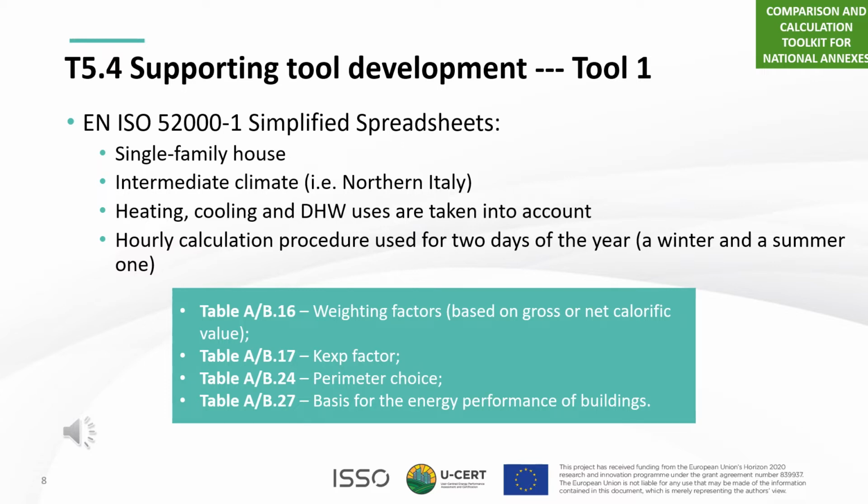The spreadsheets used allow to assess the impact of choices made on ISO 52000-1 tables, AB16, the weighting factors, AB17, the key exported factor, AB24, the perimeter choice, and AB27, the basis for the energy performance of buildings. Thus, the needed information to perform this assessment are just the national choices on weighting factors, key exported factor, perimeter choice, and basis for the energy performance of buildings.